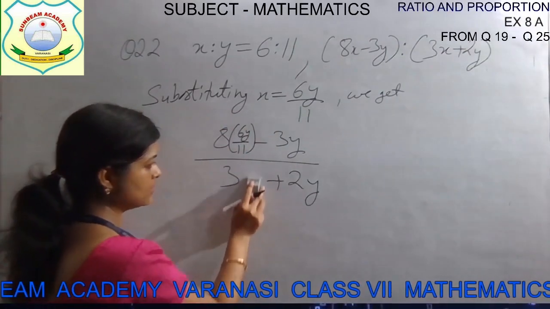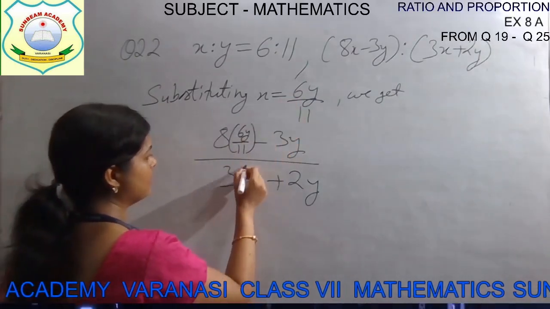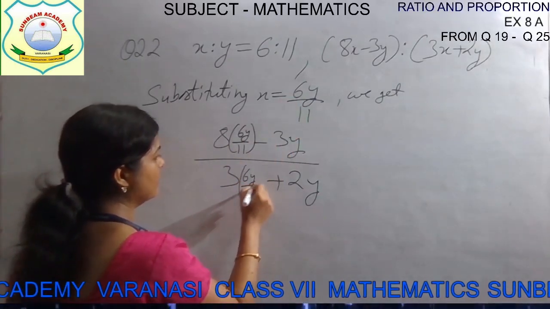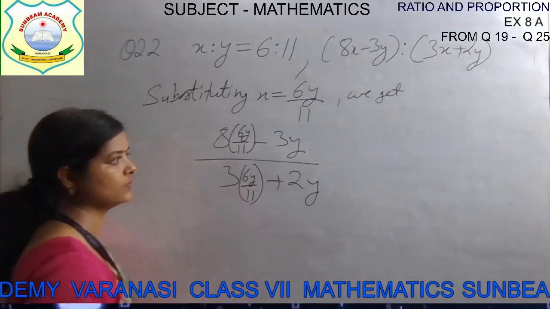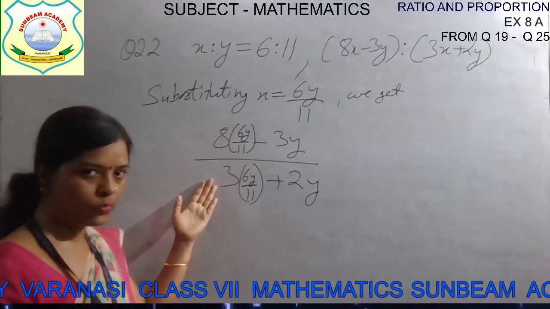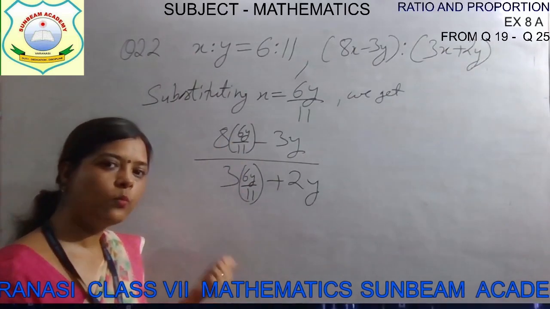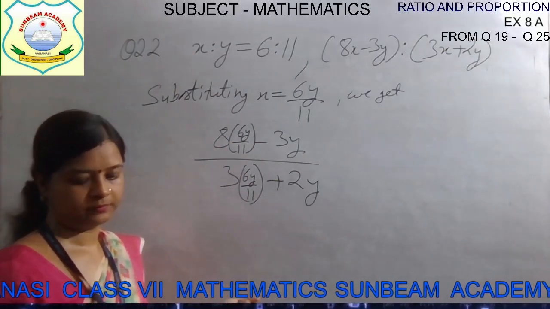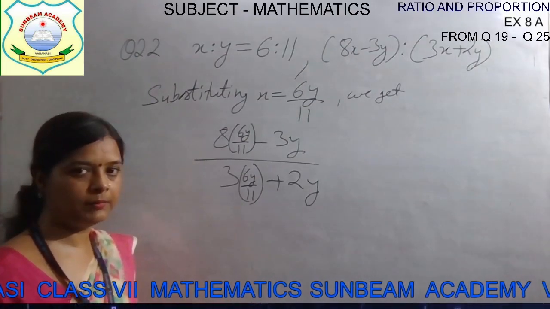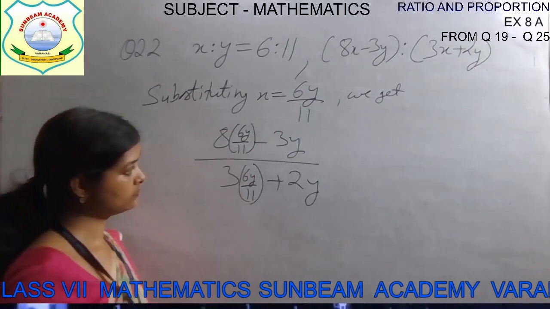Here also, this is x. So in place of x, what will we write? 6y by 11. Now you can see that everywhere in the question there is no x, only y. Y means only one variable. Now whatever answer will come, it will come in terms of y, so let's see.